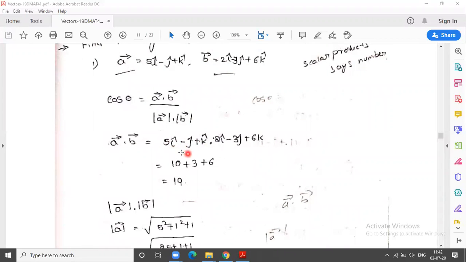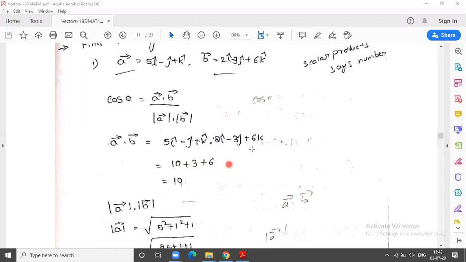In the dot product, I dot I will be 1, J dot J will be 1, K dot K will be 1. And the remaining ones, I dot J is 0, I dot K is 0, J dot I is 0, J dot K is 0. So now 5 into 2, 10, into I dot I which is 1, gives 10. Minus into minus will become plus, 1 into minus 3 means it will become plus 3. 1 into 6 is 6.